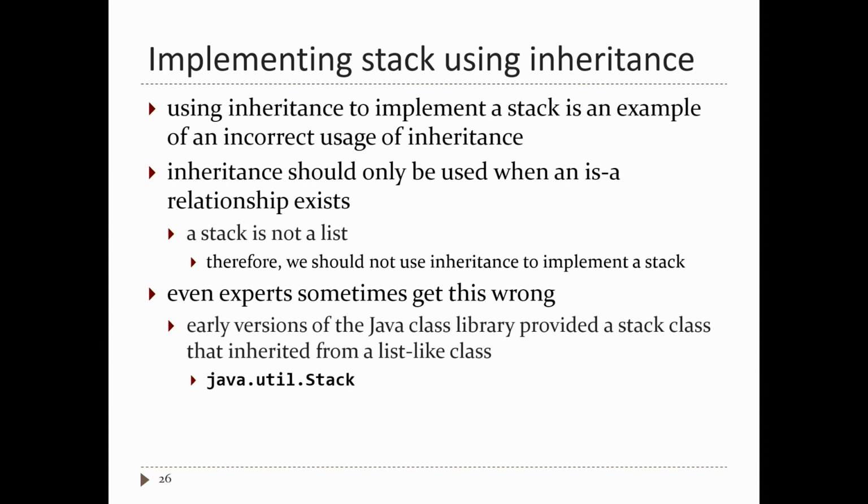So the designers of the language got this wrong. They created a stack that inherited from a list-like structure, and as a result, their stack class is essentially a list. You can do anything you want with that stack that you can do with a list. The tendency, especially in the mid-90s or even earlier, in the early days of the Java language, when people did not have so much experience using object-oriented languages, was to use inheritance in places that it should not have been used. And this is one of the consequences of that mistake.